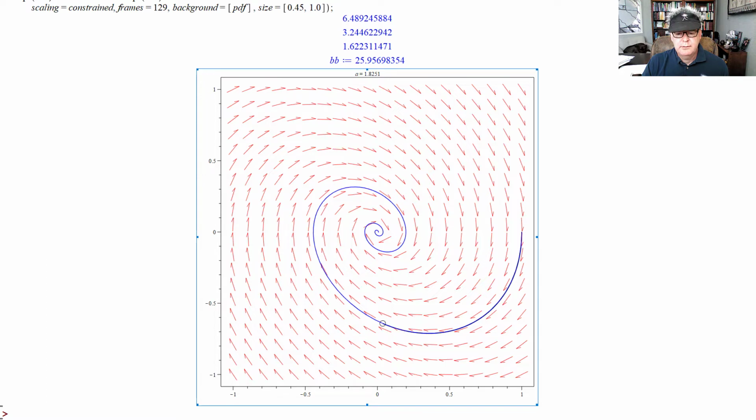So 1, 2, 3, 4, 5, 6, 7, 8. So now the total time is 3.2446. So that's half the period. So you go from peak to peak in half the period, positive peak to negative peak, or vice versa. Now to go back to the positive peak, again, I do 1/4 of the period: 1, 2, 3, 4, 5, 6, 7, 8.